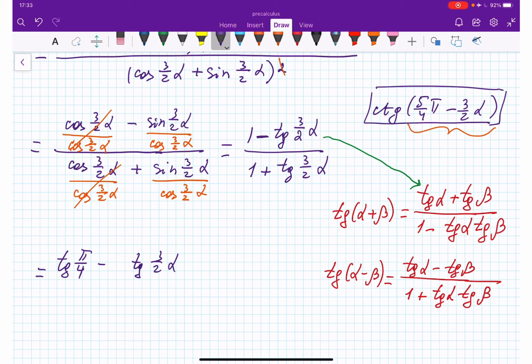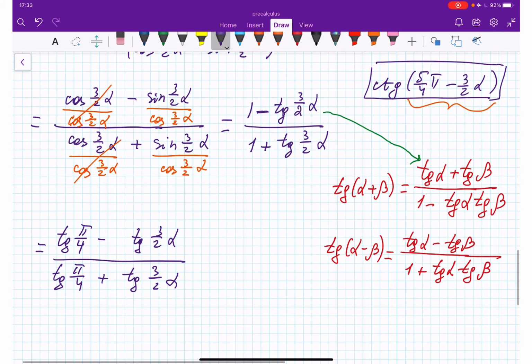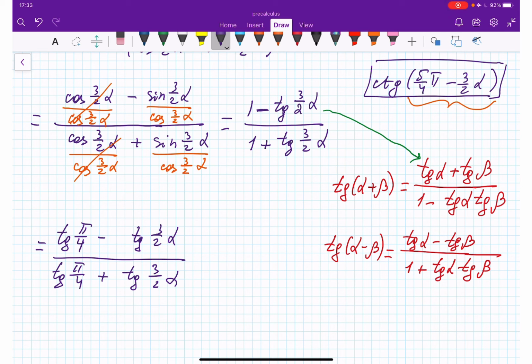tangent 3 over 2 alpha divided by, same way, tangent pi over 4 plus tangent 3 over 2 alpha. All right, so since I'm working with tangent, to get cotangent, I have to achieve numerator 1 and some tangent 5 over 4 pi plus minus 3 over 2 alpha, right? So it will get cotangent, yes? Since I'm working with tangent, to get cotangent, in numerator I need to achieve 1. I need to get 1. And in denominator, what tangent I have to bring to 5 over 4 pi minus 3 over 2 alpha, right?